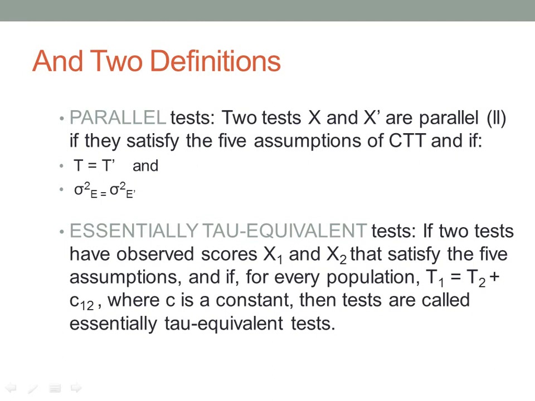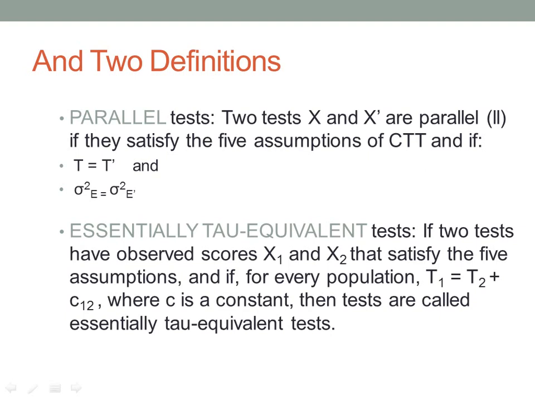Now we'll come back and talk a little bit more about this, but be sure to make a notation of those two additional requirements: that the true scores are equal across both the tests and the variance of the error scores are equal across both the tests. And we will come back to these parallel tests in a moment, but let's just take a look at this essentially tau equivalent test definition also.